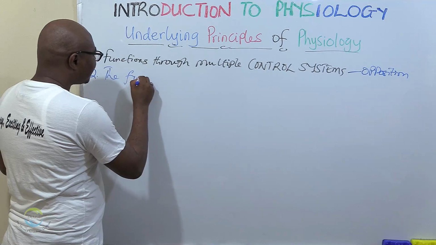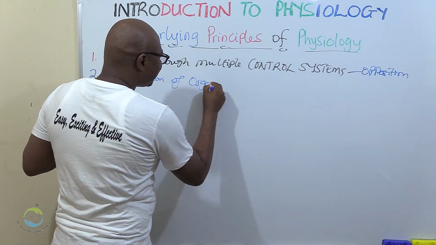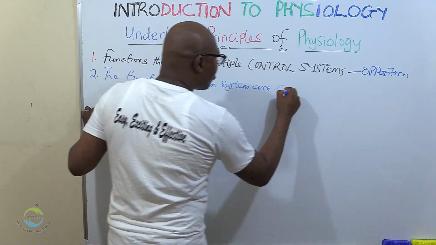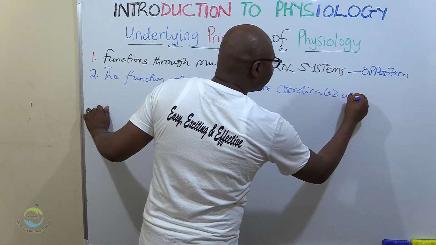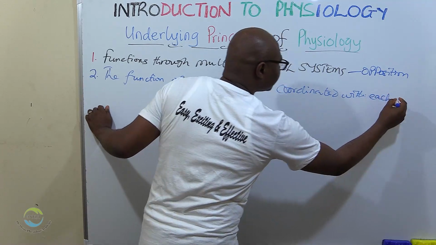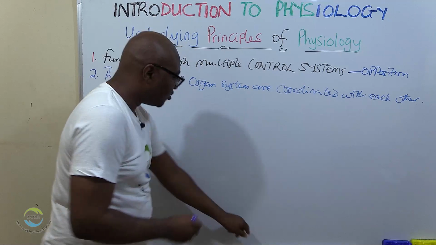The functions of organ systems are coordinated with each other. Okay? So that's number 2.